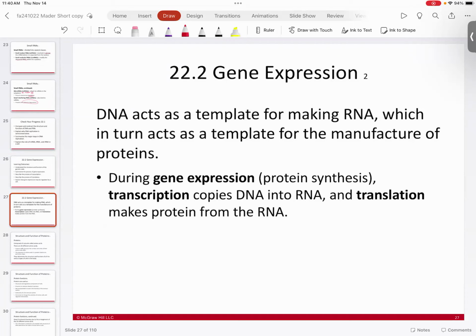So let's go ahead and take a look at gene expression. Gene expression is an idea that can be thought of as the manifestation of a gene, how a gene manifests itself in the phenotype. That's gene expression.